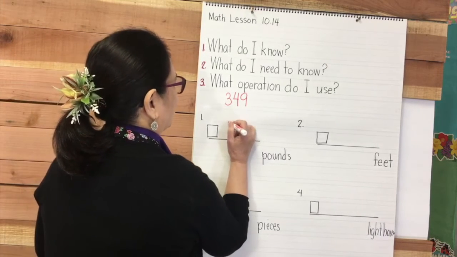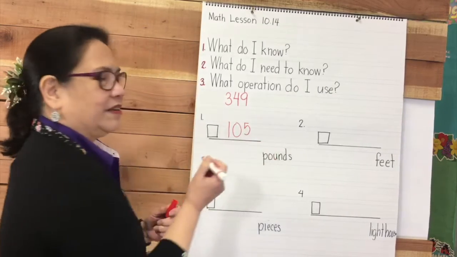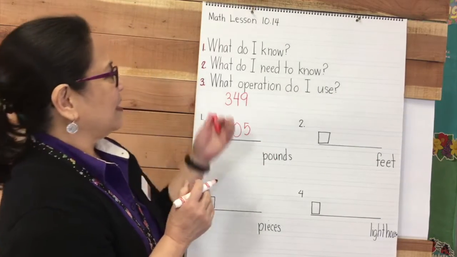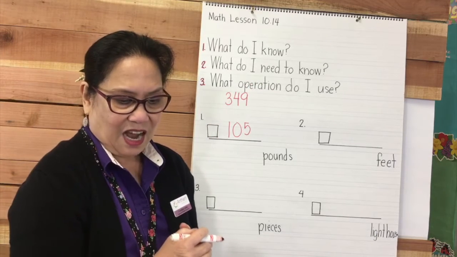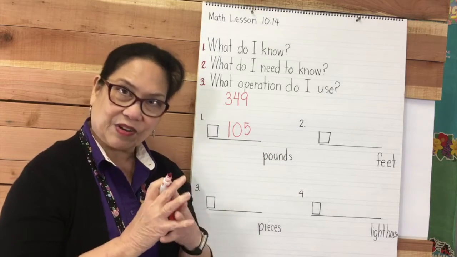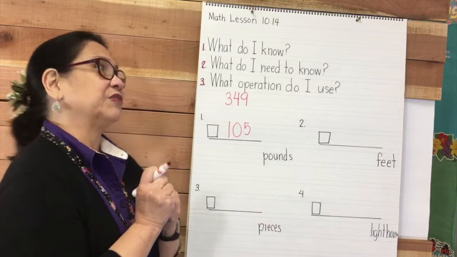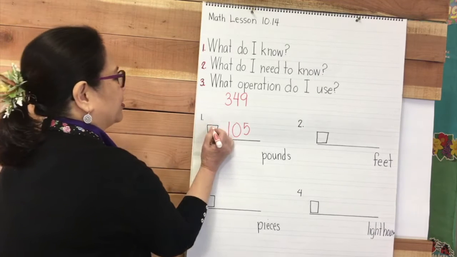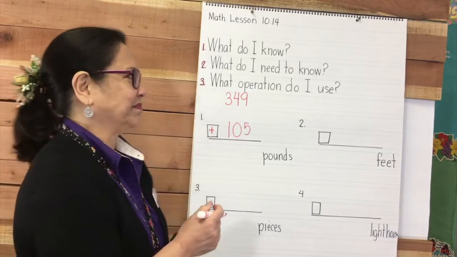So let's see, 105 pounds to make the anchor. And then it says, what do I need to know? Well, the question is, how many pounds of sand did they use all together? All together means put the 2 numbers together. So the operation is a plus. Now you can solve the problem.